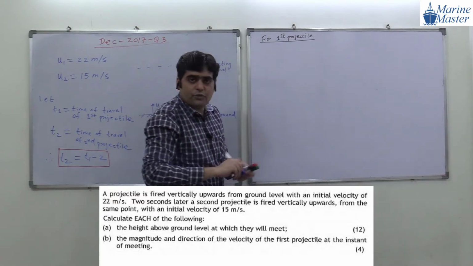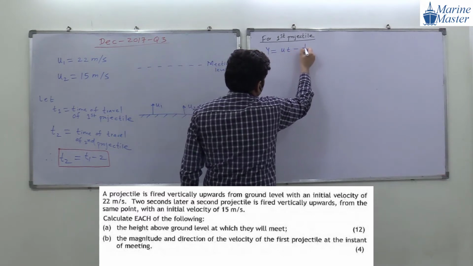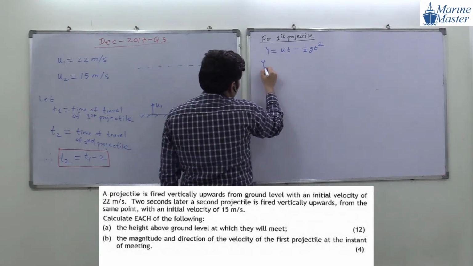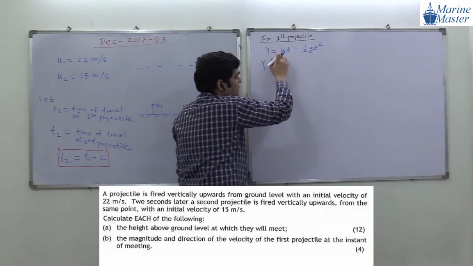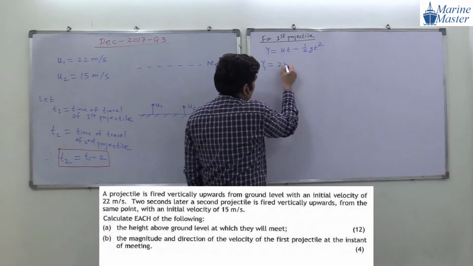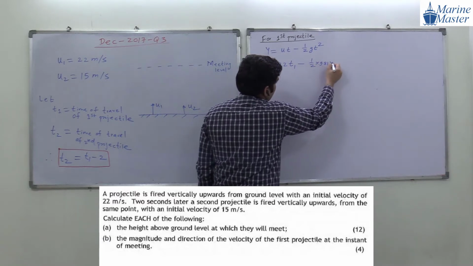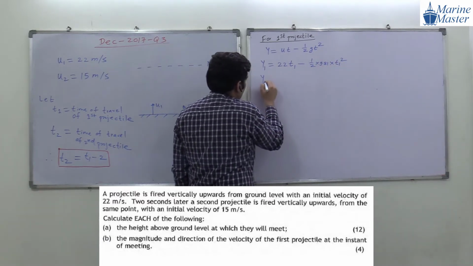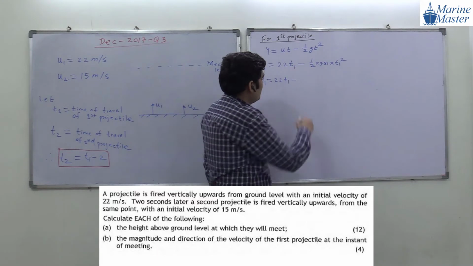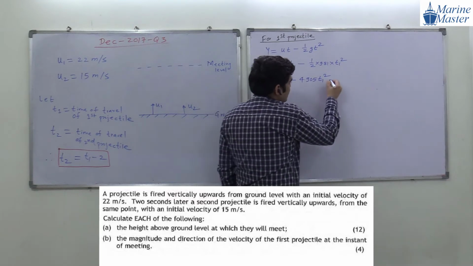we know the equation of motion in gravitational field, y = ut - half gt square. Observe the things. For the first projectile, y1 is equal to what, guys? What is the value of initial velocity for the first projectile? 22 meter per second. So 22 into t1 minus half g, 9.81, into t1 square. So y1 will be equal to 22 t1 minus 4.905 t1 square. We will say this is our equation number 1.